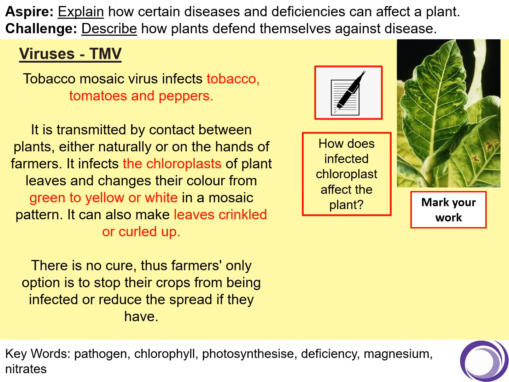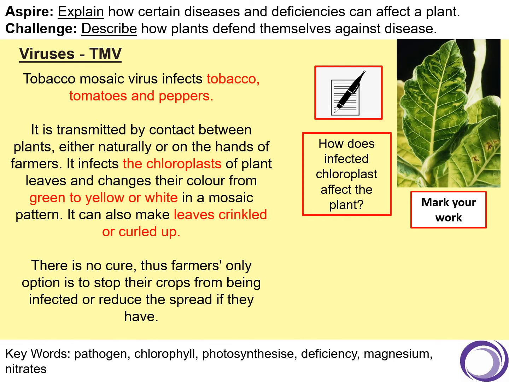So one of the first plant diseases that I'd like to talk to you about is the tobacco mosaic virus. Now the tobacco mosaic virus infects tobacco, tomato and pepper plants, and it's transmitted by contact between plants, either naturally by insects or by the wind or on hands of farmers. And it infects the chloroplasts of the plant and leaves, and it changes their colour from green to yellow or white in a mosaic pattern, as you can see on the diagram on the right hand side. And it can also make the leaves crinkled and curl up.